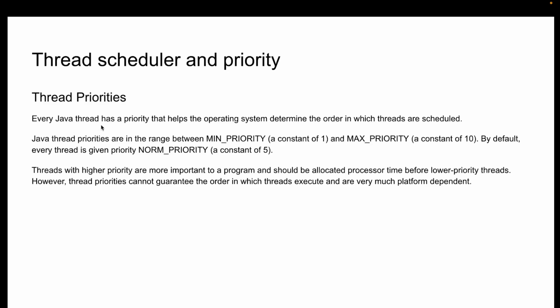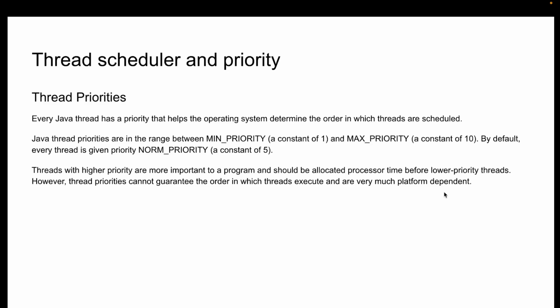Every Java thread has a priority that helps the operating system determine the order in which threads are scheduled. Java thread priorities are in the range between MIN_PRIORITY, a constant of 1, and MAX_PRIORITY, a constant of 10. By default, every thread is given NORM_PRIORITY, a constant of 5. Threads with higher priority are more important to a program and should be allocated processor time before lower priority threads. However, thread priorities cannot guarantee the order in which threads execute, and are very much platform dependent.